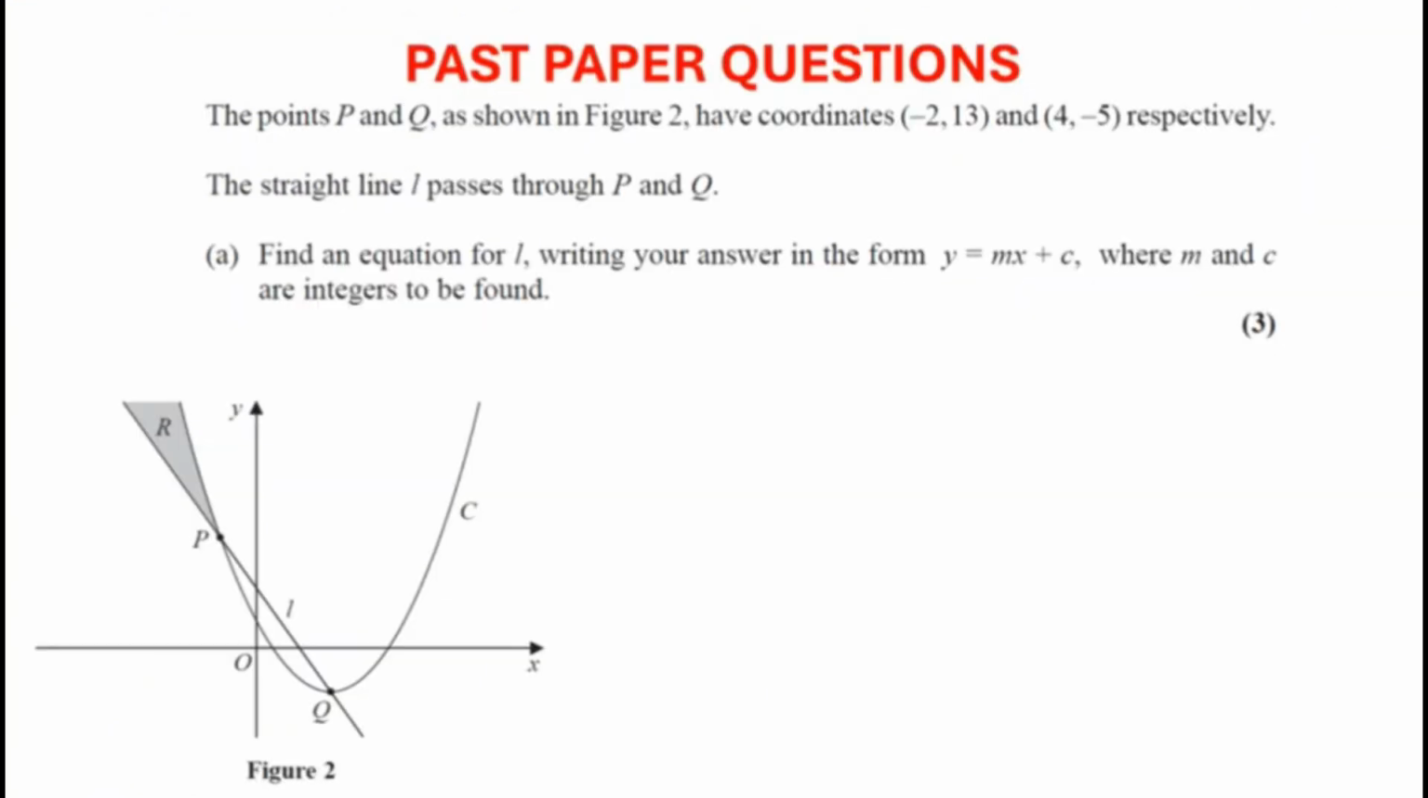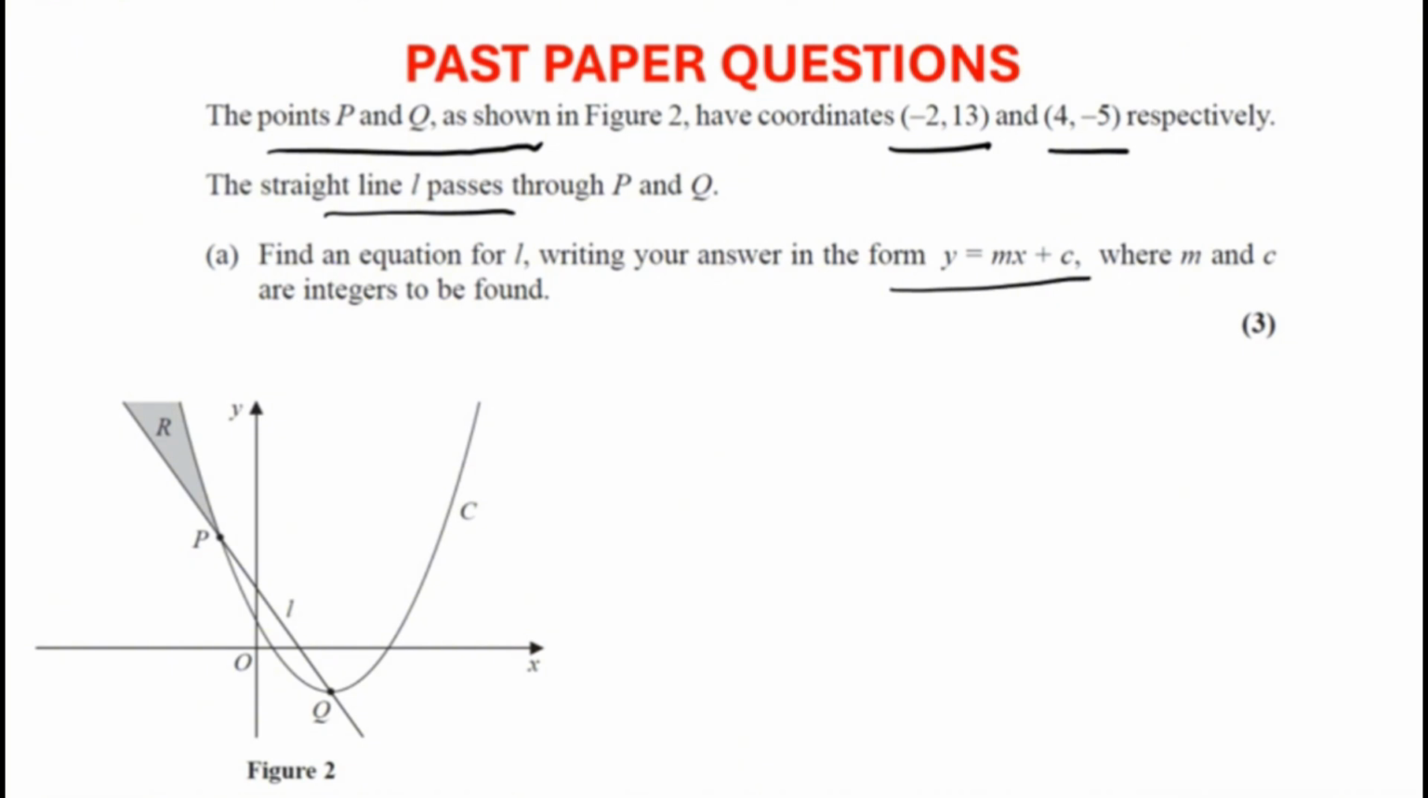Let's move to past paper questions. As you can see in the figure, points P and Q have the coordinates minus 2, 13 and 4, minus 5. Straight line L1 passes through points P and Q. Find an equation for L1, writing your answer in the form y is equal to mx plus c.